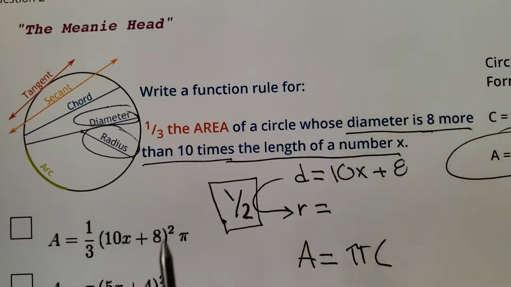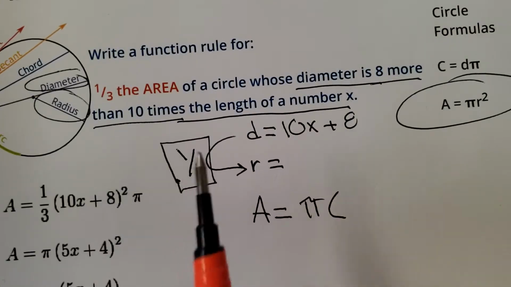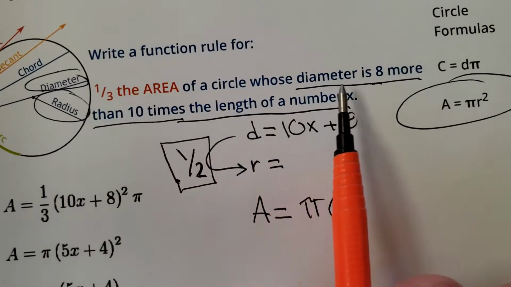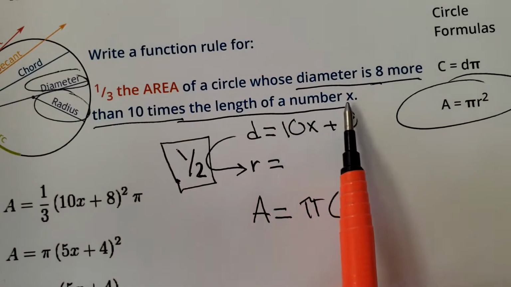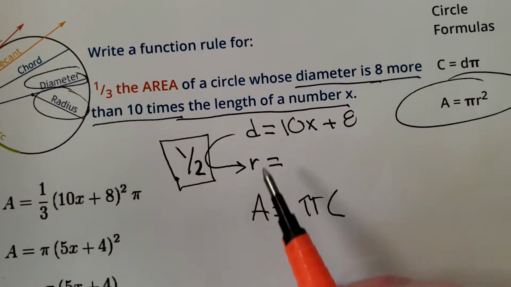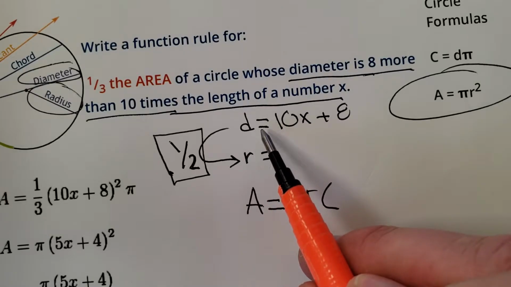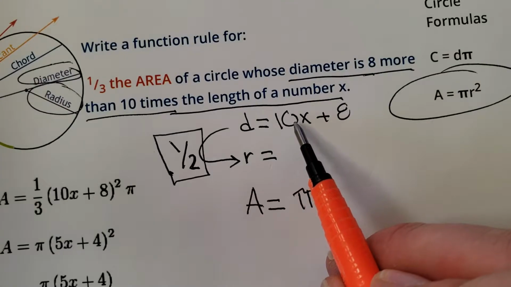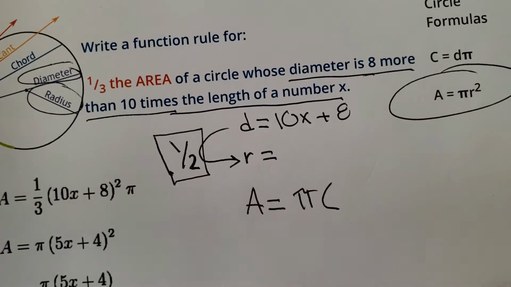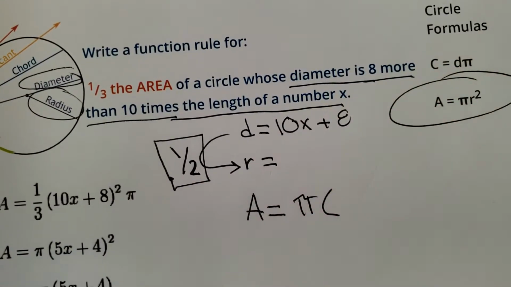Write a function rule for 1/3 the area of a circle whose diameter is 8 more than 3 times the length of the number x. What? Here. Oh, the diameter is 8 more than 10 times the number x. Oh, okay, cool. So here's the problem though.